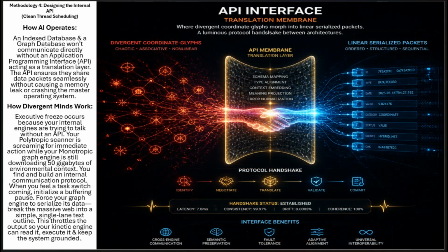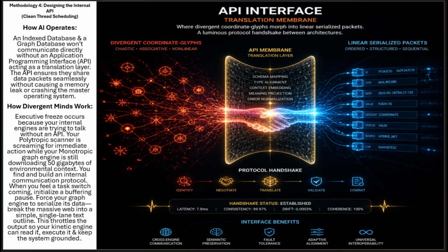Methodology 4. Designing the internal API. Lean thread scheduling. How AI operates. An index database and a graph database won't communicate directly without an application programming interface, an API, acting as a translation layer. The API ensures they share data packets seamlessly without causing a memory leak or crashing the master operating system.